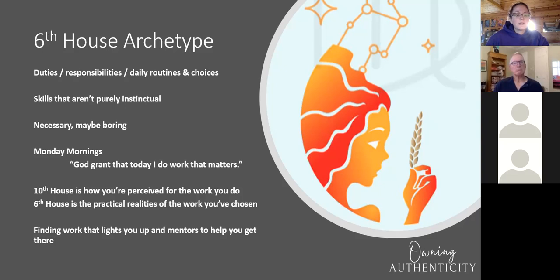Real quick, to separate the 10th and the 6th, we'll cover the 10th at the end when we get through Capricorn, but they're both pertaining to work, but they're very different. So the 10th house is how you're perceived by the world for the work that you do. And the 6th house is the practical reality of doing the work that you've chosen.